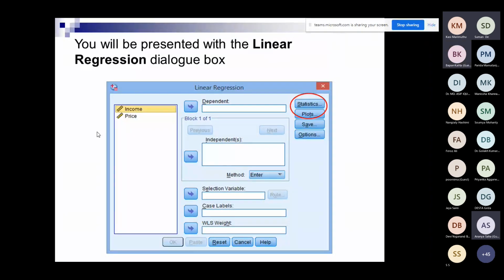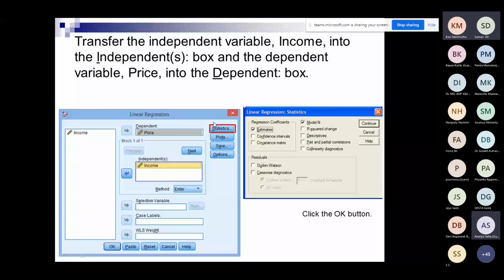Agree? So here, income influences the price they go for when purchasing a car. The income of a candidate influences the price of the car they are ready to pay. Agreed? So move your income to the independent box, price to the dependent box, and then click Statistics. We need to go for estimates.